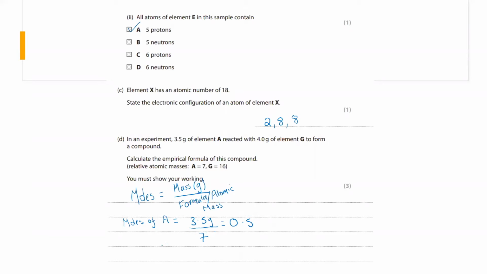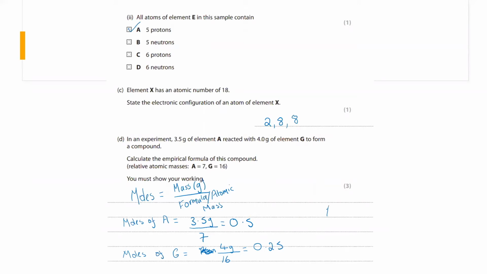Okay, so then moles of G, same thing. So 16 grams. Oh, no. It's easy to make mistakes with this. So it's 4 grams over 16. We know that that's going to be a quarter, so 0.25.